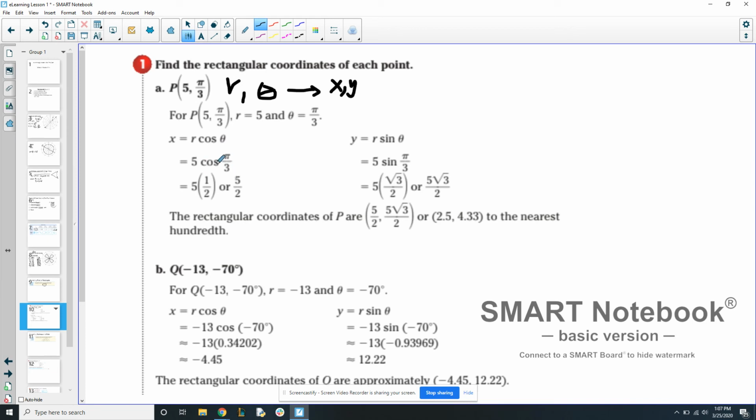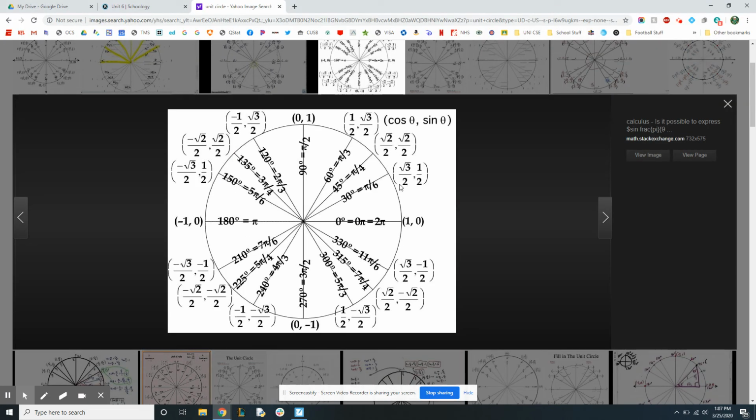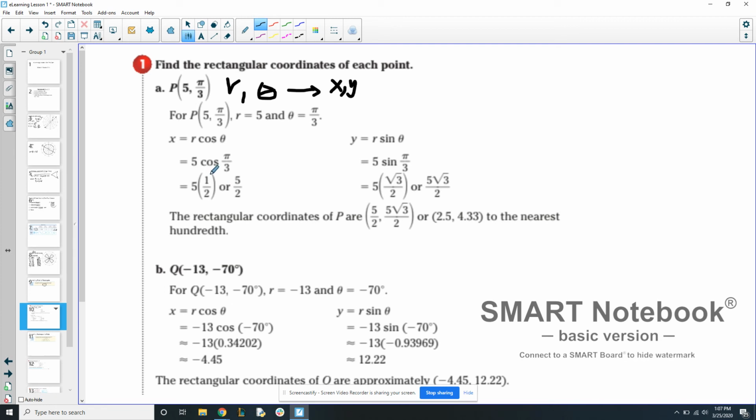And then I again look at my unit circle, cosine of pi over 3. Pull up my unit circle. Pi over 3, cosine is x now. Pi over 3 is 1/2. I look at that, there's 1/2. 5 times 1/2 is 5 over 2, or again, as we talked about, that's 2.5.